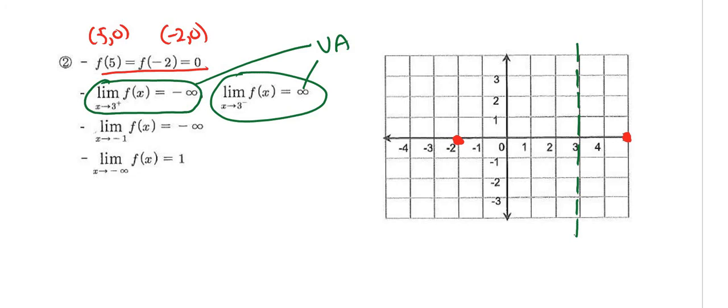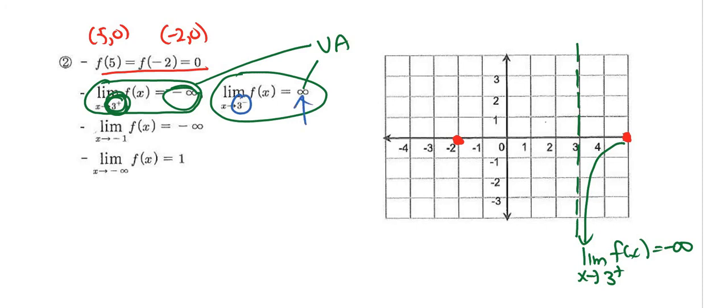And if I'm approaching 3 from the right-hand side first, I'm going to negative infinity, so maybe the graph looks like this. So that's the limit as x approaches 3 from the right-hand side of f of x, going to negative infinity. And if I'm approaching 3 from the left-hand side, I'm going to positive infinity, so maybe something like that. So that blue part is the limit as x goes to 3 from the left-hand side of f of x equals positive infinity. All right, so that second line is all done now.